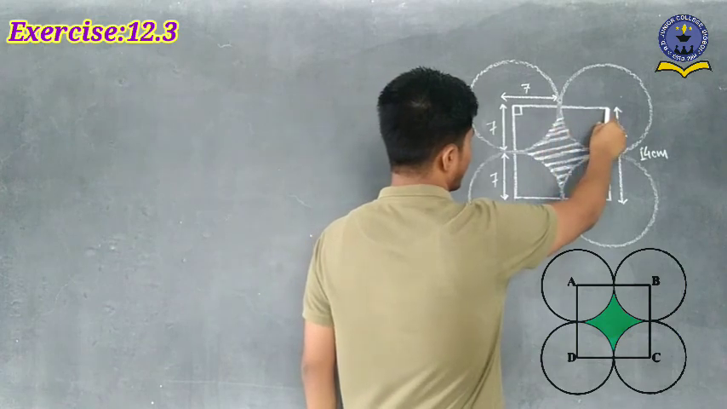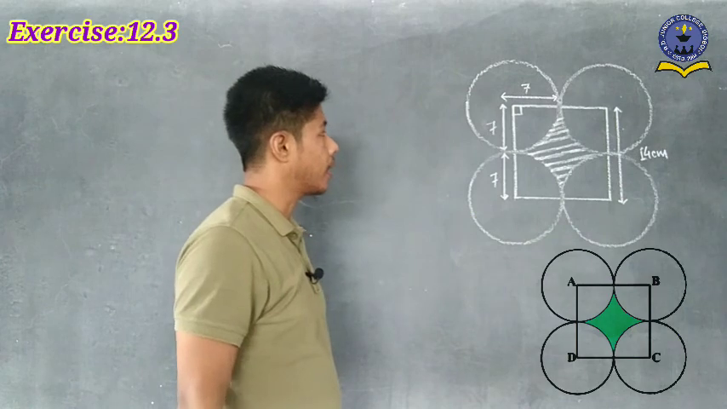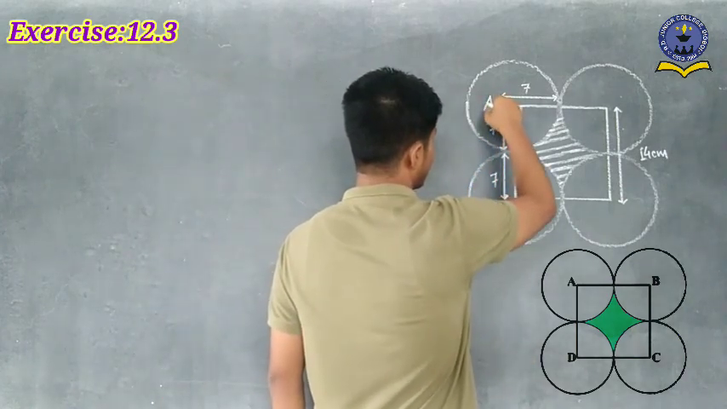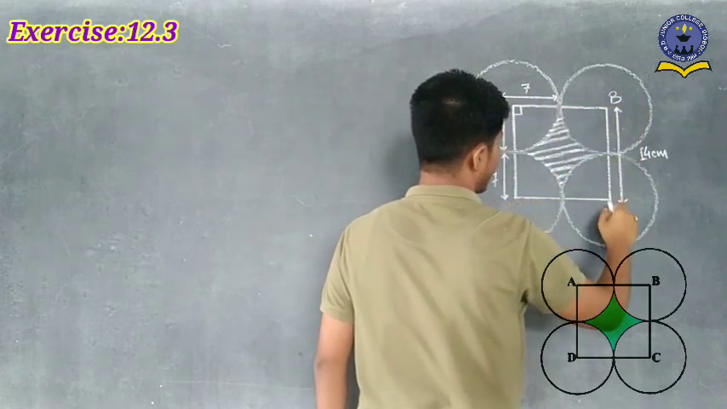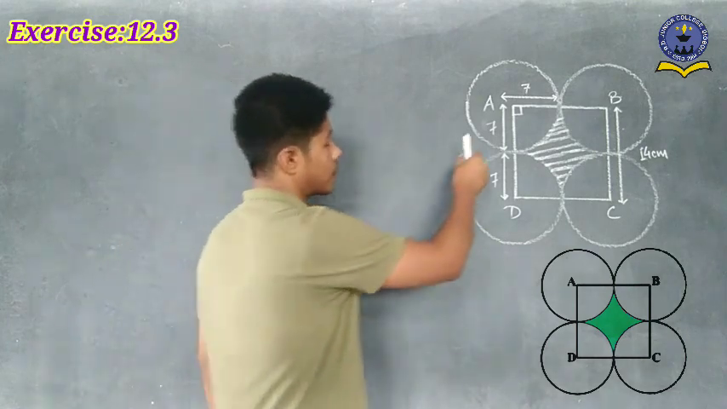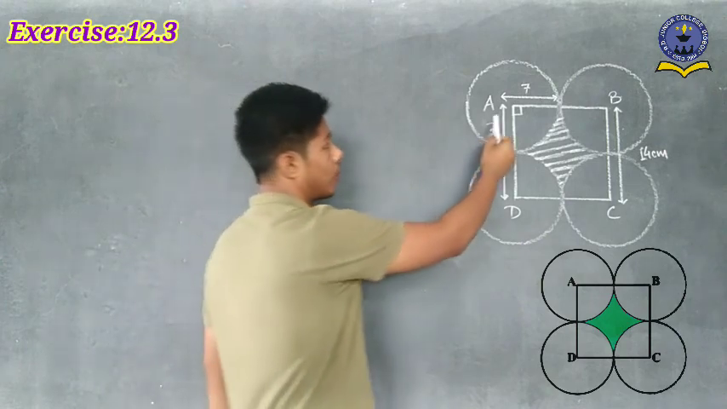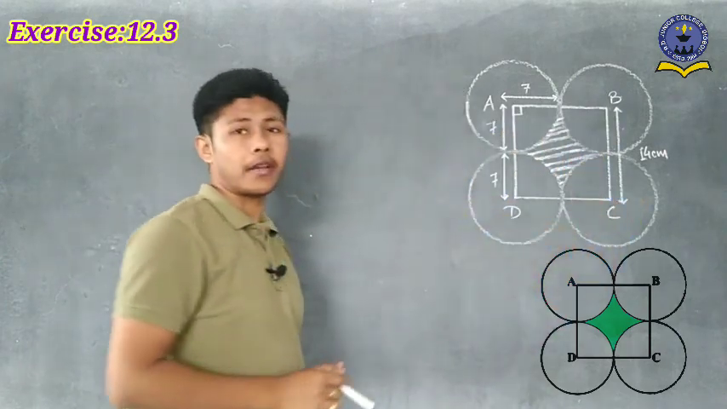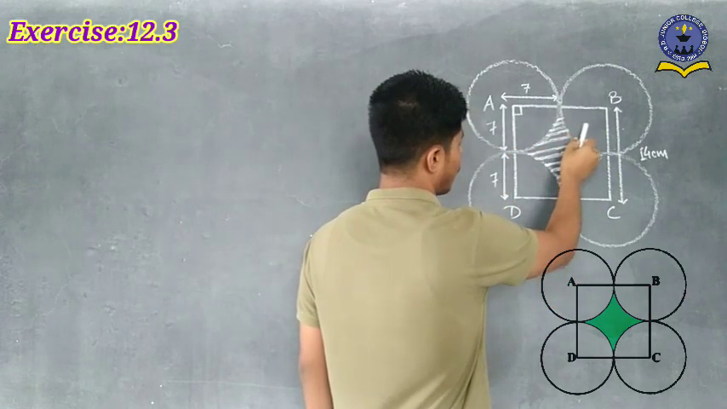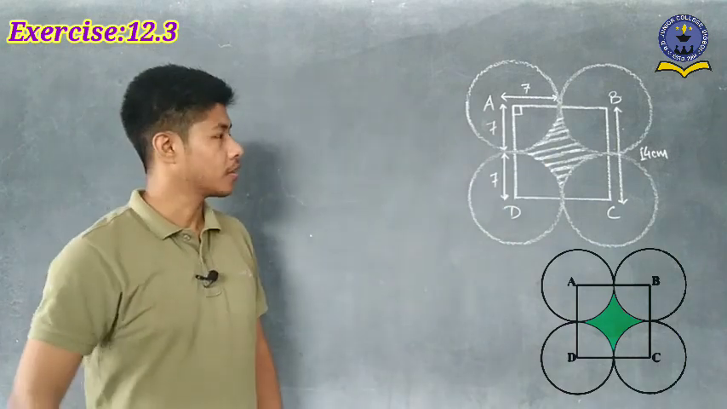First, let's find the area of this square. Suppose we denote the vertices A, B, C, D. Easily we can find the area of square ABCD, because the length is 14, 14. After finding the area, if we subtract these 4 parts, then easily we can find the area of the shaded portion, isn't it? So a very simple question.